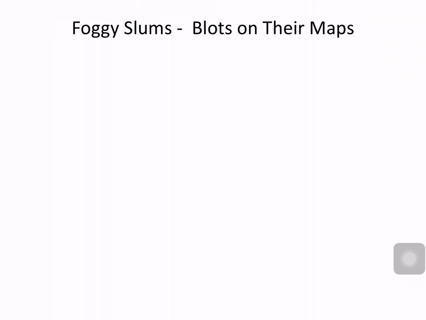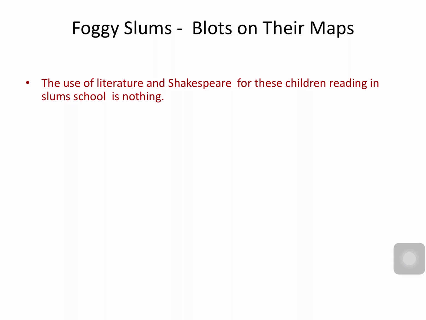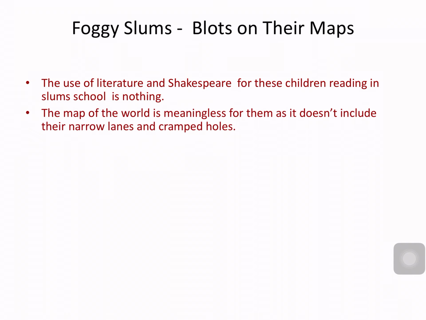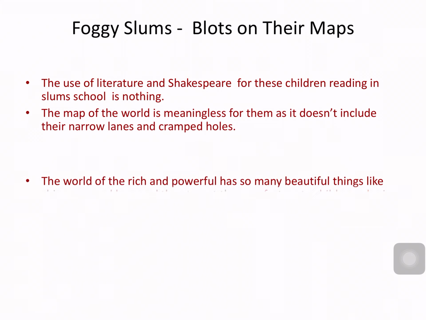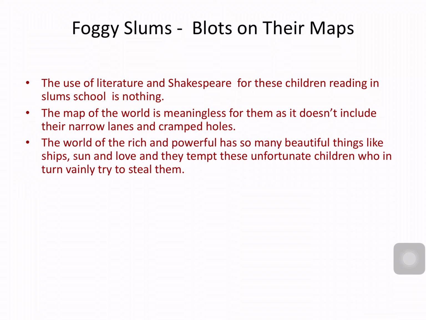Foggy slums, blots on their maps. The use of literature and Shakespeare for these children reading in a slum school is nothing. The map of the world is meaningless for them as it does not include their narrow lands and cramped halls. The world of the rich and powerful has so many beautiful things like ships, sun, and love, and they tempt these unfortunate children who in turn vainly try to steal them.